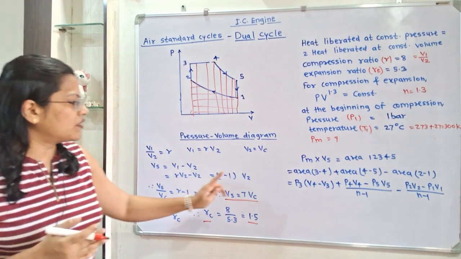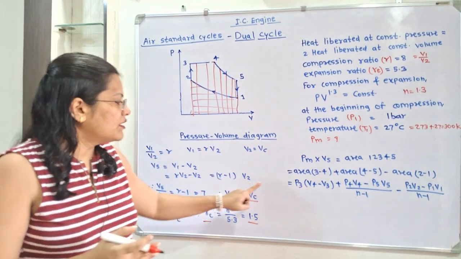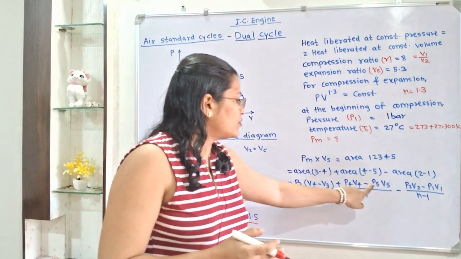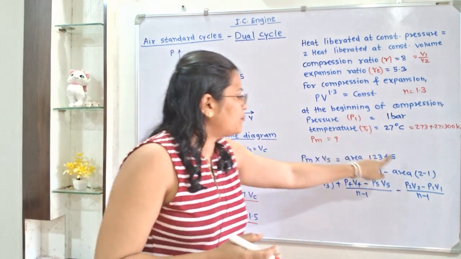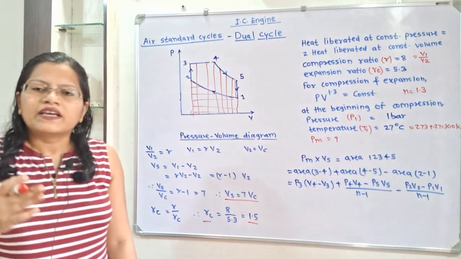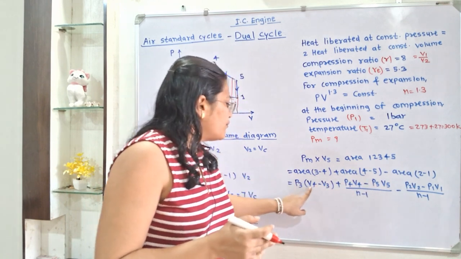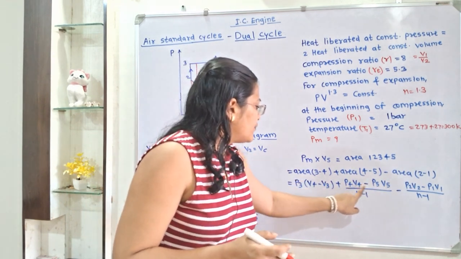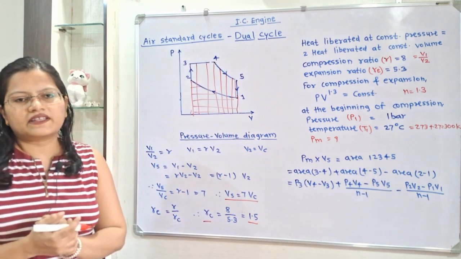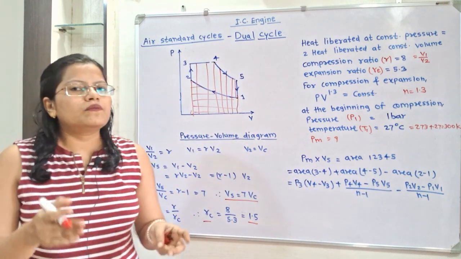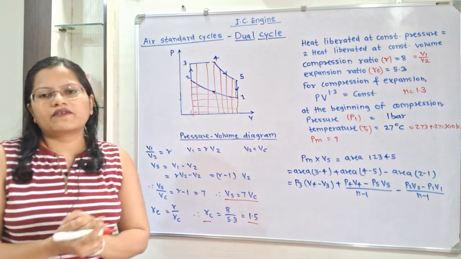Now if we observe, we have to find out pressure P3, P4, P5, P2. Pressure at point 1, P1, is given. In the same way we have to find out the values of volume V1, then V4, V5 as well as V3. But this volume is not mentioned in the question.